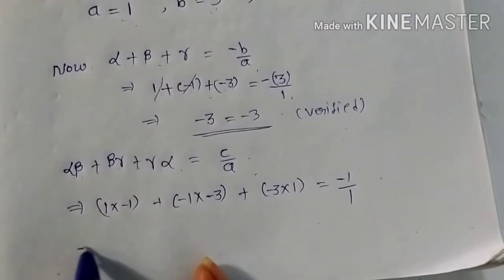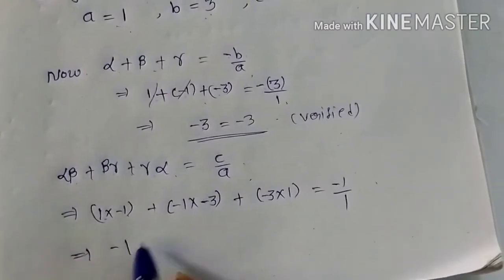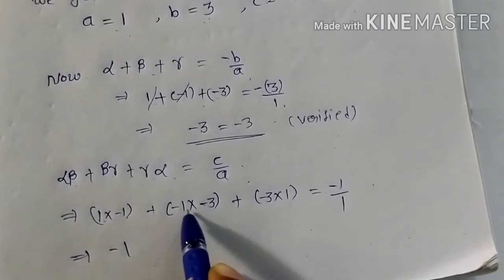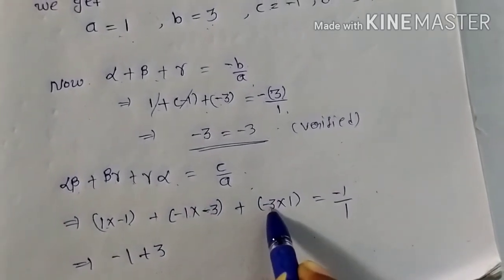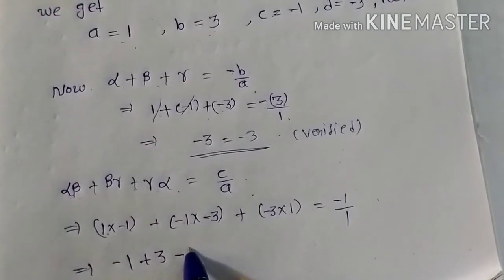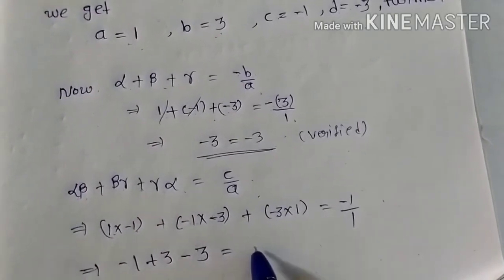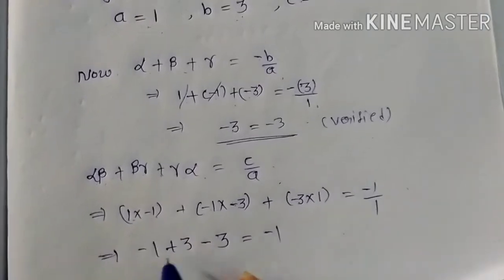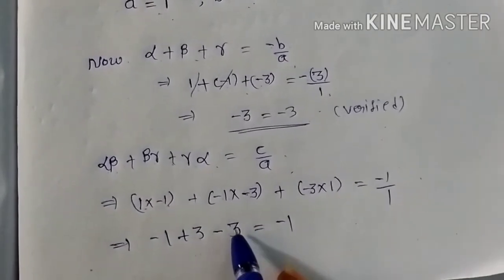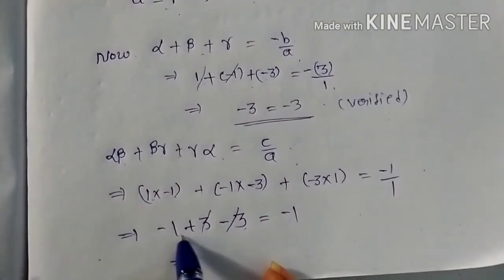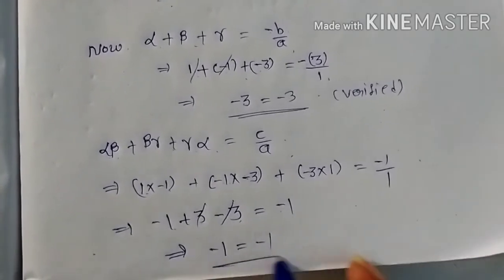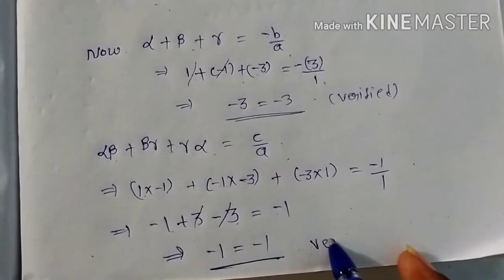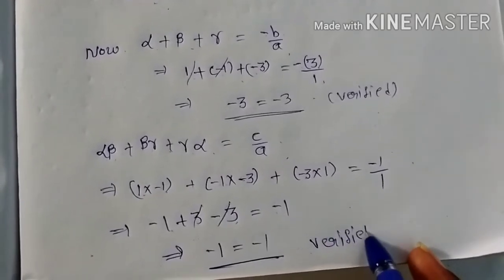Just you can see here 1 into minus 1, minus 1 only. Minus into minus plus 1 into 3, 3. That means minus 1 plus 3, here minus 3 into 1, minus 3, is equal to minus 1 by 1, which means minus 1 only. See here plus 3 minus 3 cancel. Yes. That means LHS is equal to minus 1, RHS is equal to minus 1. Both are equal. Yes, the second relationship is also verified.